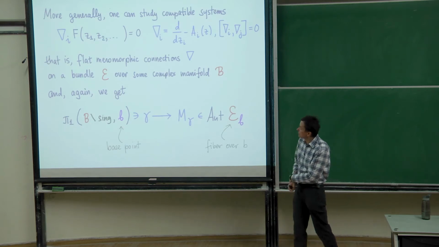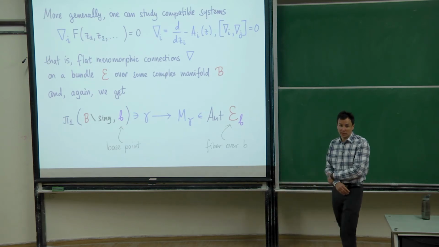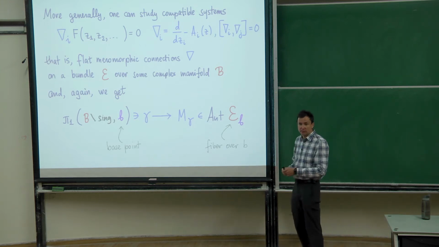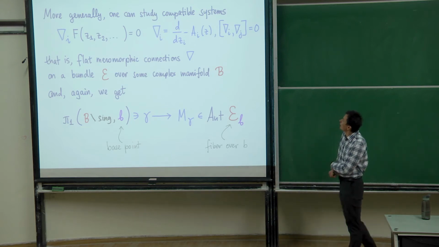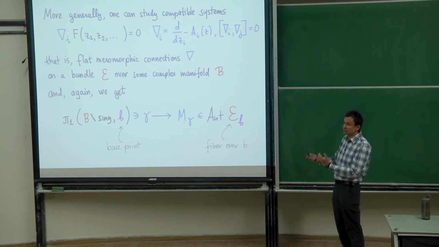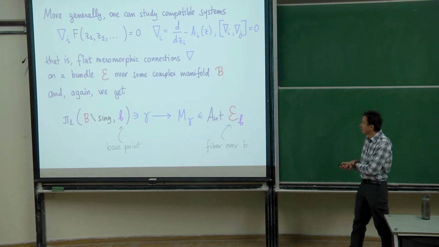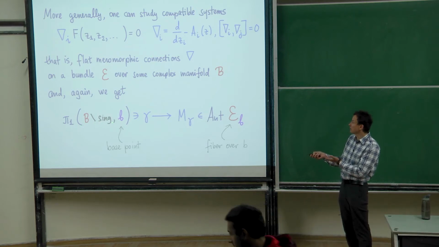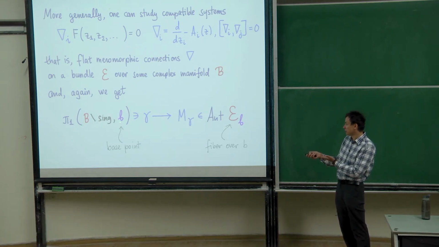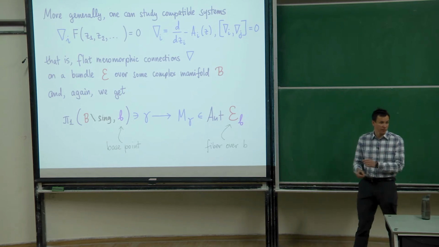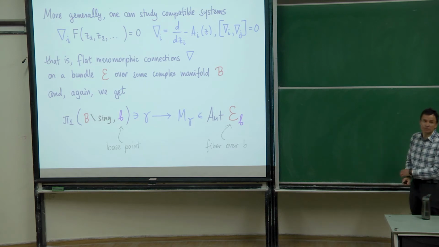More generally, one can study a similar problem in higher dimensions. If you have a compatible system of differential equations, that is, a flat connection on some holomorphic bundle over some base manifold, then similarly you can continue solutions along any path. You take your base manifold, take away the singularity, and fix some base point, and then the monodromy will act by automorphisms of the fiber of that bundle over your base point.